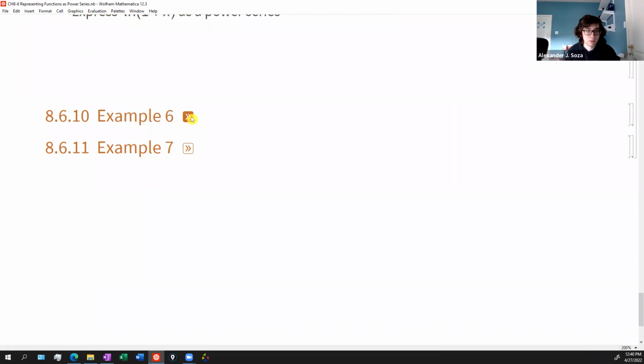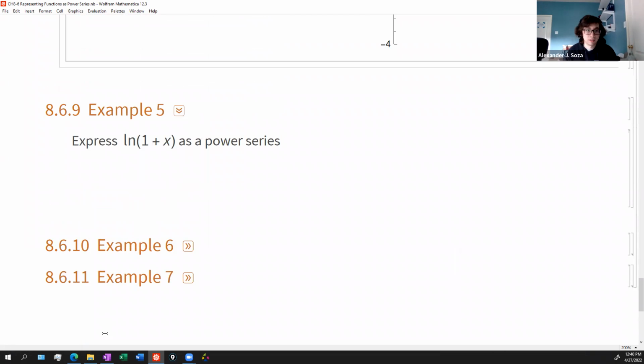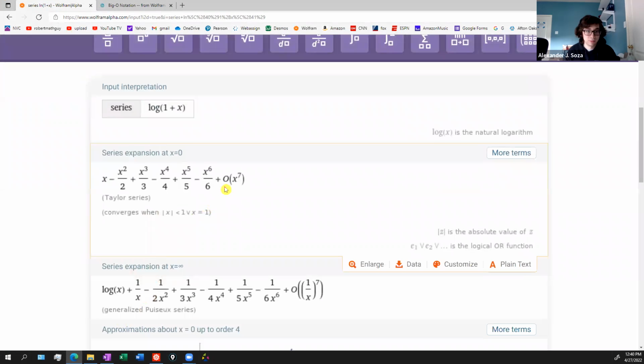What is all the O in the Wolfram? I saw that it had an uppercase O of x to the 7th. What is that for? Well, that's what we were talking about earlier. This is just telling you that we're stopping at the 7th order, that this actually goes forever. Sorry, I think I got distracted at that point. My bad. No, it's okay.